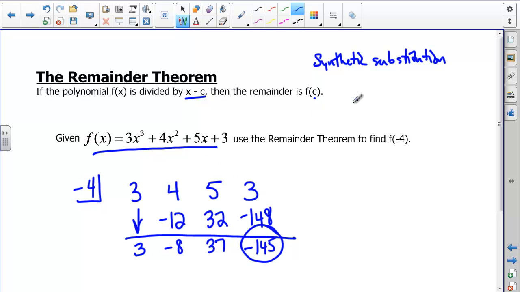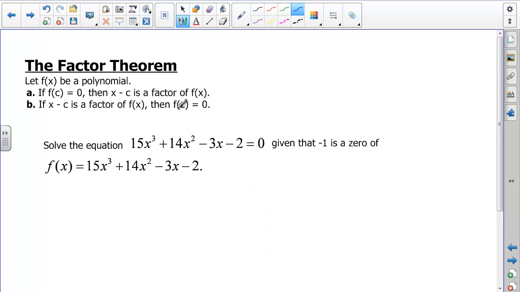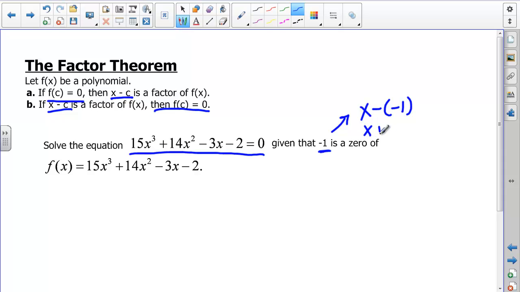If you want, you can try doing synthetic or long division with this, and you will see that you get the same exact remainder of negative 145. But that is essentially when you take this and divide it by x plus 4. The remainder is negative 145. Likewise, we know that the factor theorem tells us that if c is a 0, x minus c is a factor. And if x minus c is a factor, f of c is 0. Why do we need to know this? Well, it's helpful because if I know this polynomial and I know negative 1 is a 0, then I automatically know that x minus negative 1, which is also x plus 1, is a factor.